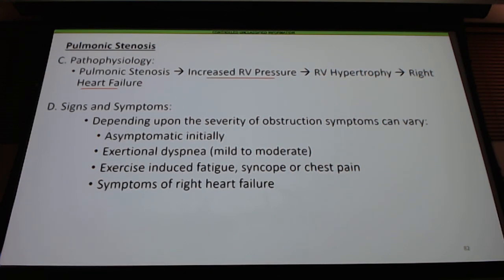How are they going to present? Initially, they may be completely asymptomatic, depending on how bad that stenosis is, but this is a progressive disease, so it's going to progress and get worse, which then means they're going to start having symptoms, and the severity is only going to get worse. But be thinking of the exertional symptoms, because you're not having that forward flow cardiac output leaving the right side going to the lungs and then to the left. But then you also are going to have the backup volume going into the peripheral venous system, so you can have all those heart failure symptoms.